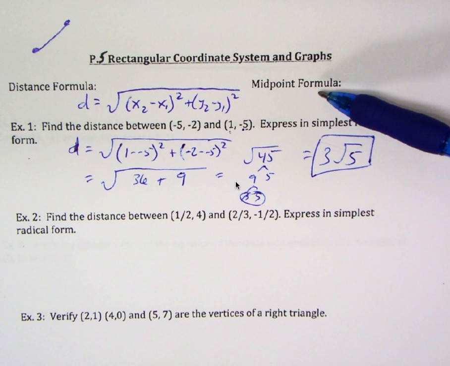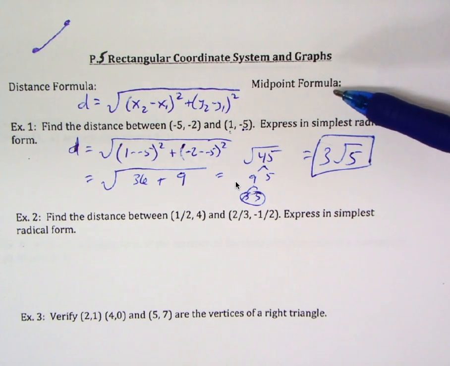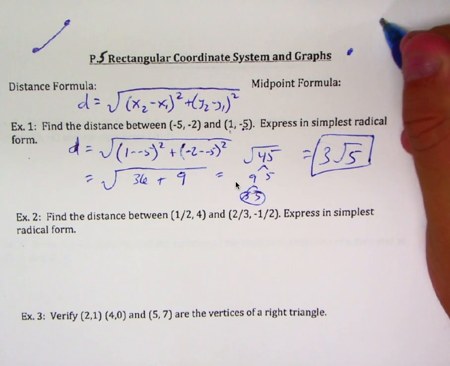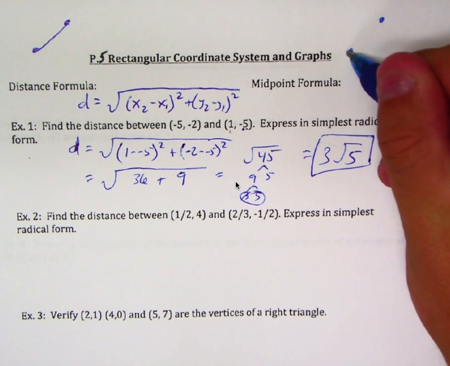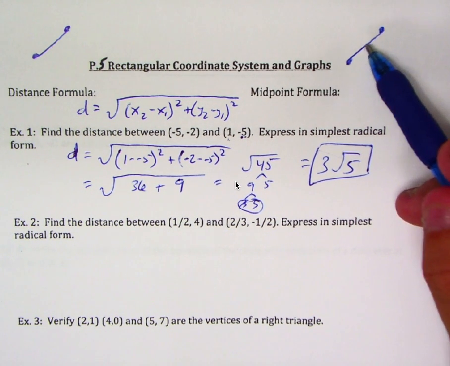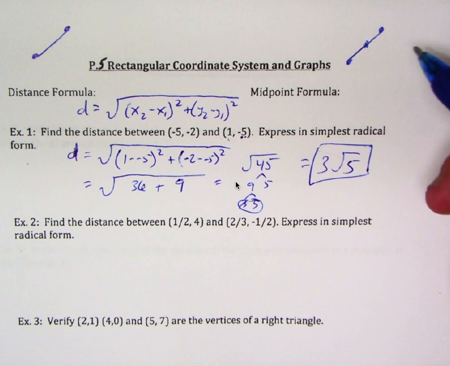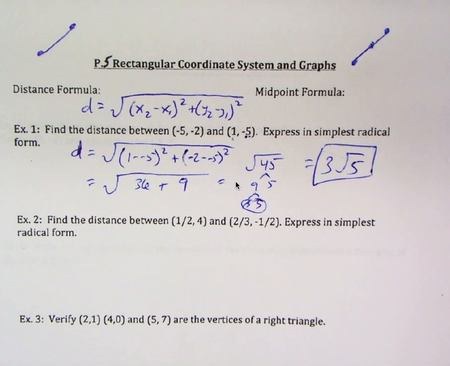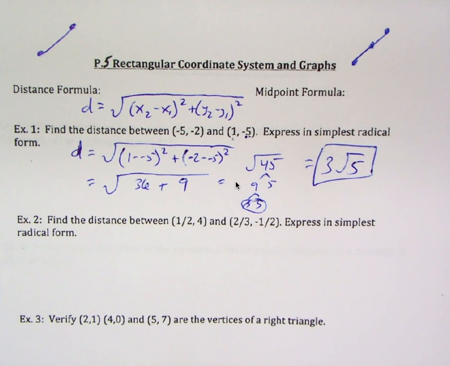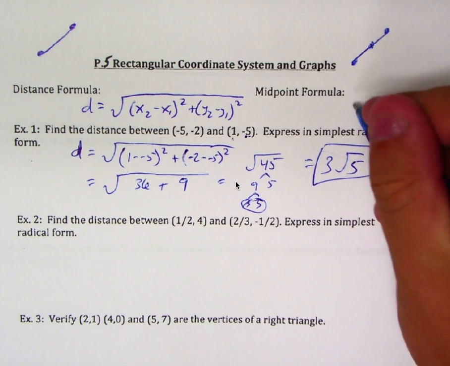Next, I want to talk about the midpoint formula. So the midpoint formula is if you have 2 points in the coordinate plane and you connect them, the midpoint formula finds the point directly in the middle of that segment. So the midpoint formula finds the midpoint of a segment. So distance formula finds the distance between them, midpoint formula finds the midpoint. So the midpoint formula is this.